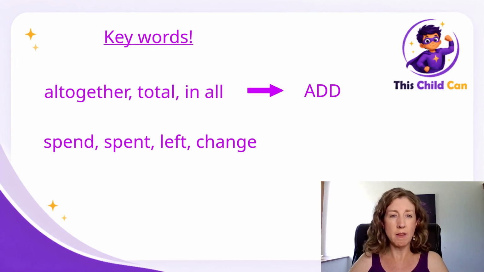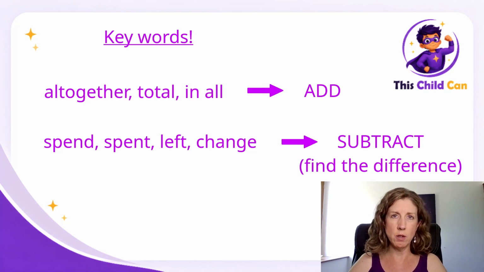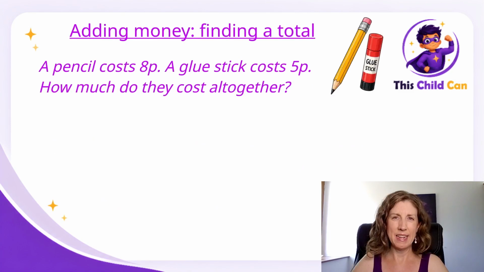Whereas if you see spend, spent, left, change, these words suggest that we may need to subtract or find the difference. You need to underline the key words in the question, look back at the story, have a think about what they mean, because those key words tell you part of the story and they suggest what you have to do. Let's start with an example of how to find a total.